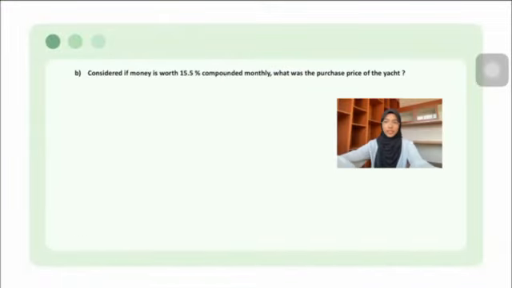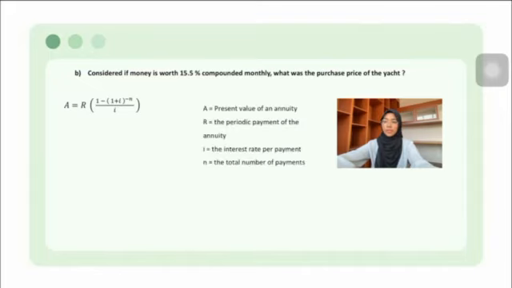So the second question is, consider if money is worth 15.5% compounded monthly, what was the price of the years? So in this question, we will use the formula A equals R, (1 minus (1 plus i) to the power of negative n) divided by i. So I will explain the notations in this equation. A stands for the present value of the annuity, R stands for the periodic payment of the annuity, and i stands for the interest rate per payment, while n stands for the total number of payments.